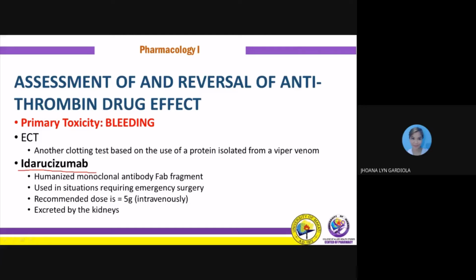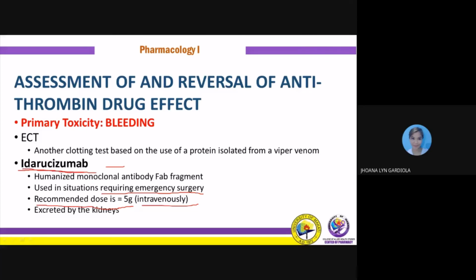Idarucizumab. And this is a humanized monoclonal antibody Fab fragment. Ito yung nagbabind sa dabigatran. Tapos pag nabind na siya sa dabigatran, i-reverse niya na yung anticoagulant effect. And this drug is approved for use in situations requiring emergency surgery or for life-threatening bleeding. And the recommended dose is 5 grams, which will be given intravenously. And if bleeding reoccurs, a second dose may be given.